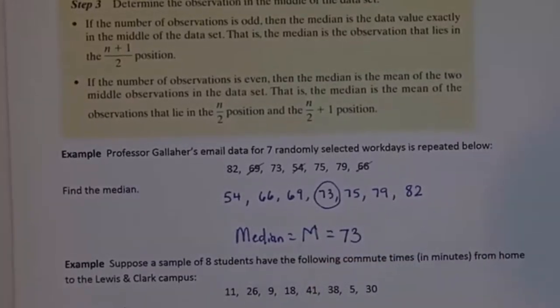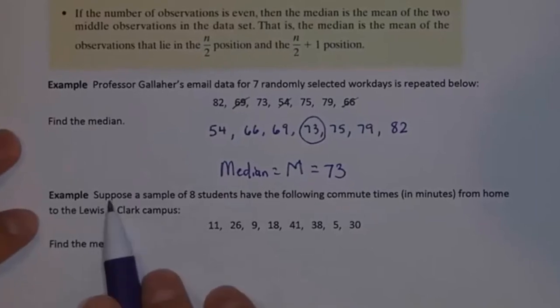So how does it get harder? Well, the only way it gets harder is if we have a lot more data. So instead of 7 days, what if I had data for 70 days? Well, it's going to take a little more time to put the data in numerical order, and it would be easier to mess up finding the one that's in the middle.